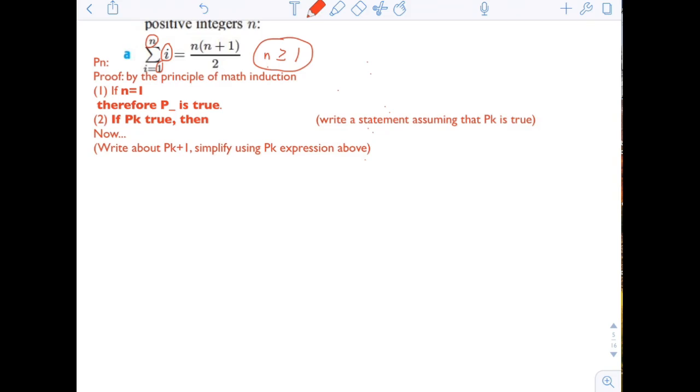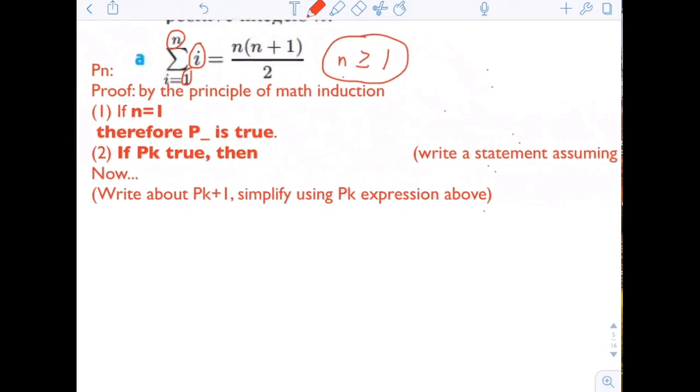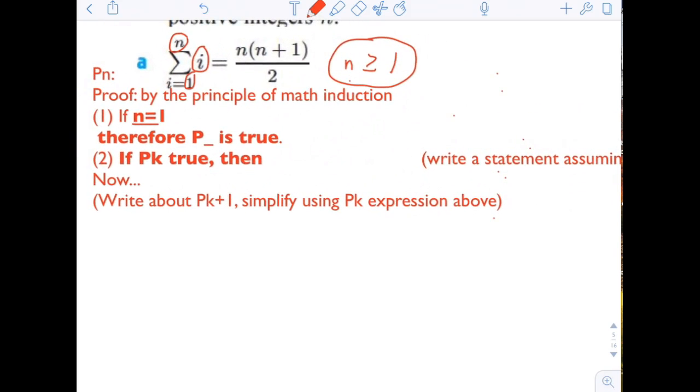Okay, so let's look at the first case, or the base case, which is when n equals 1, what happens? When n equals 1, I'm going to rewrite the summation. It's just going to be i equals 1 to 1, so there is no summation actually. It just says 1 is equal to 1 times 1 plus 1, which is 2, divided by 2, which is equal to 1. So 1 is equal to 1, and that's true. So therefore, P subscript 1 is true.